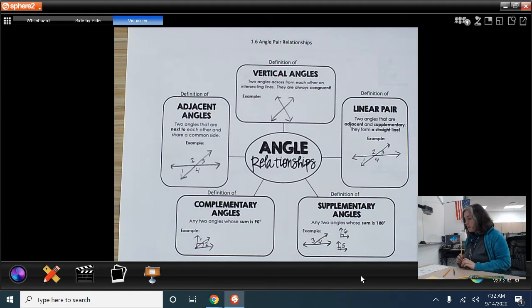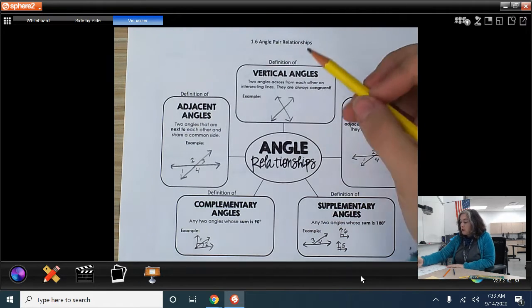Good morning, guys. Today we're going to talk about angles, specifically angle pair relationships. We're going to go over some relationships, and then we're going to look at how we can use those to solve problems, a little bit of the algebra. But first we need to be able to name them, define them, all that kind of good stuff.